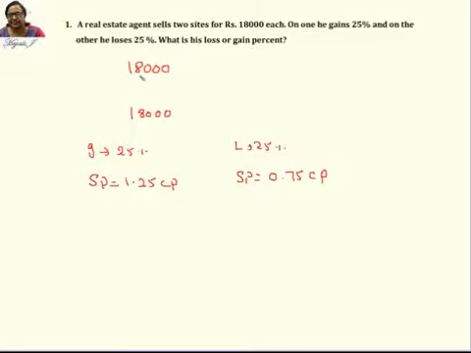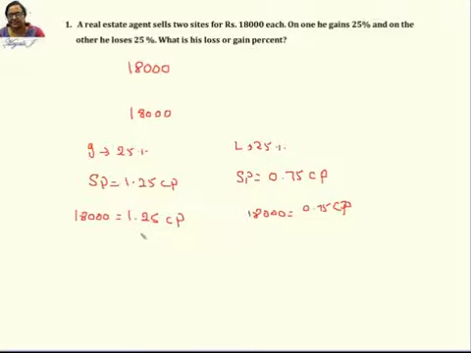What is this 18,000 here? 18,000 is nothing but your selling price. So 18,000 is equal to 1.25 CP. Similarly, here 18,000 is equal to 0.75 CP. So from this you can find the cost price. Can you find out the cost price from this?